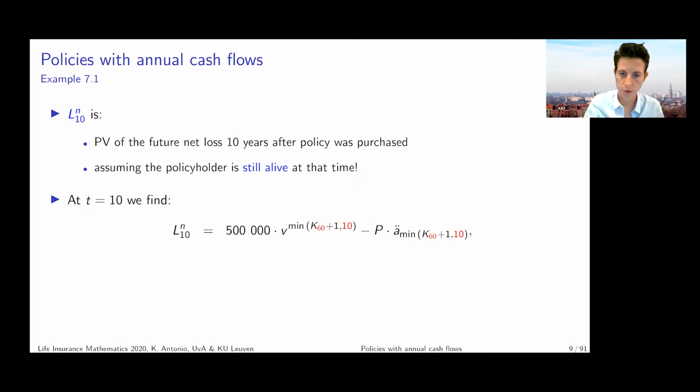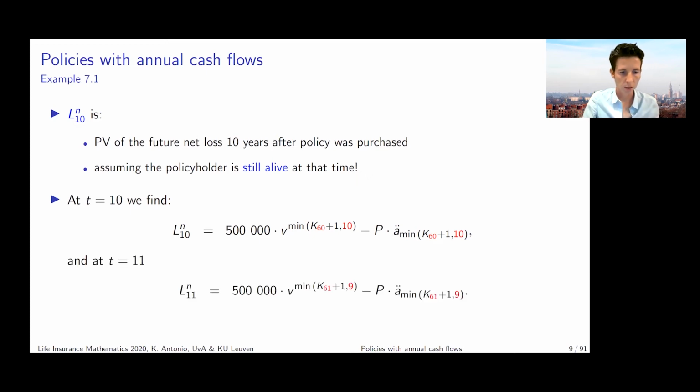So also note that it's K60 plus 1, and the plus 1 is not part of the subscript, but it's really a plus 1, right? It's really K60 plus 1 as we've been using it earlier on. If I do the same for time point 11, reasoning is very simple, but now my policyholder is 61 years old and the remaining duration is 9, right? So very sorry, but I'm missing the actuarial angle over here, so I will correct it right after the class is finished today.